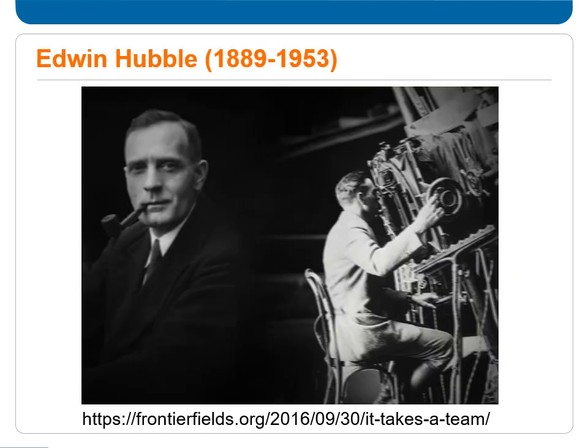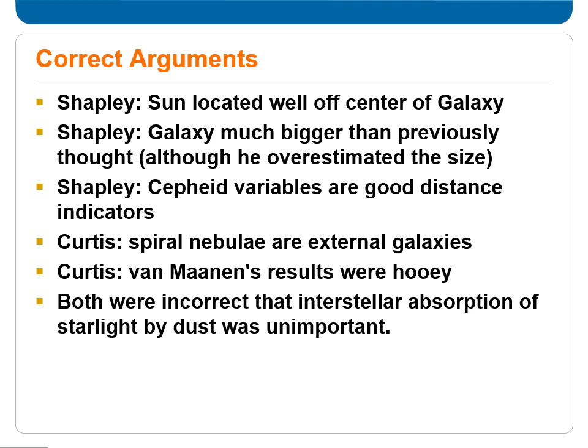Edwin Hubble, founder of observational cosmology, resolved the debate. His observations of Cepheid variable stars in the Andromeda galaxy showed that both were correct to some extent. Curtis was right about spiral nebulae being very far away and being galaxies separate from the Milky Way galaxy. Shapley was right that the Solar System is far from the center of the Milky Way galaxy. Shapley was correct that the Sun is located well off center of the galaxy.